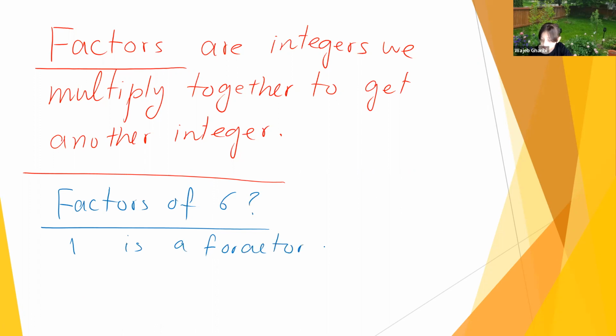Why, Maria? Because 1 times 6 is 6. According to the definition, factors are integers we multiply together to get another integer. So 1 and 6 are factors of 6. Yes, 6 also is a factor of 6, because we got 1 and 6.